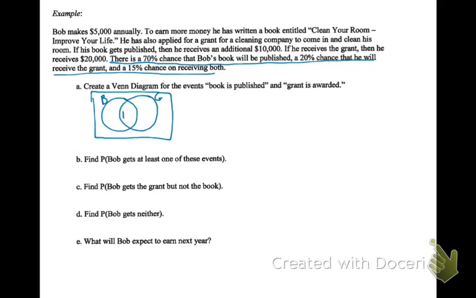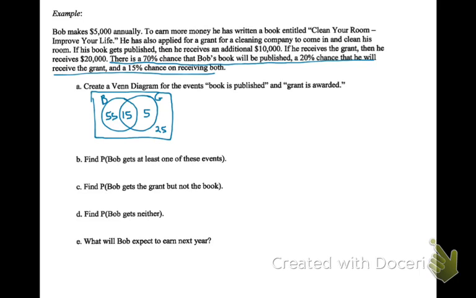So let's start by filling in the both, 15%. There's a 70% chance that the book will be published, so the remaining for book being published is 55. And there's a 20% chance he will receive the grant, so there's the remaining 5 here. The remaining percentage is neither of them; since they add up to 75, it's going to be 25%. So there's our Venn diagram. This is going to help us figure out some probabilities and eventually help us find the expected value.